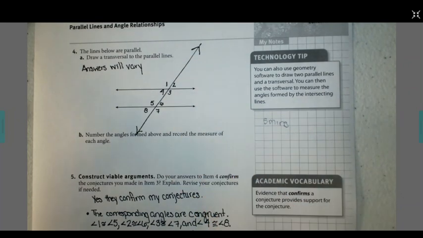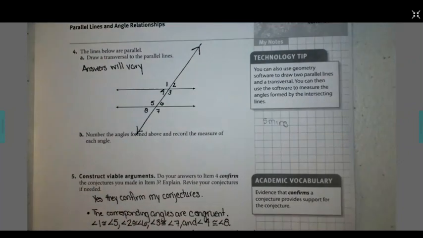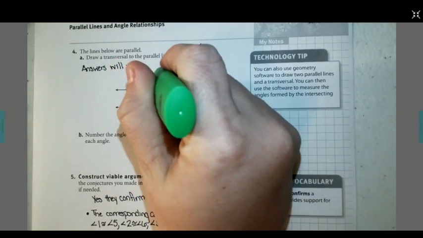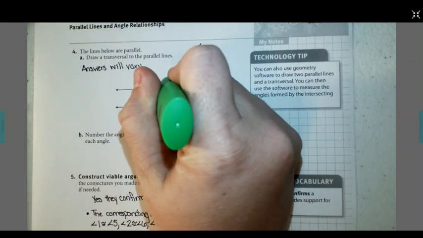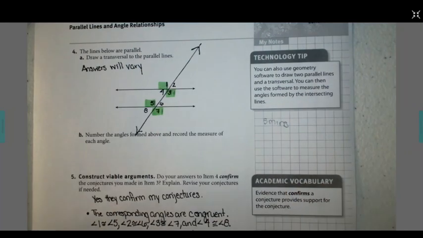But what you should have come out to see was that angles, let me see if I can do it this way, I'm going to highlight. We'll highlight in green. If I highlight this one, this one, this one, and this one, angles 1, 3, 5, and 7 should have all been the same measure, while 2, 4, 6, and 8 should have all been the same measure based on their locations.